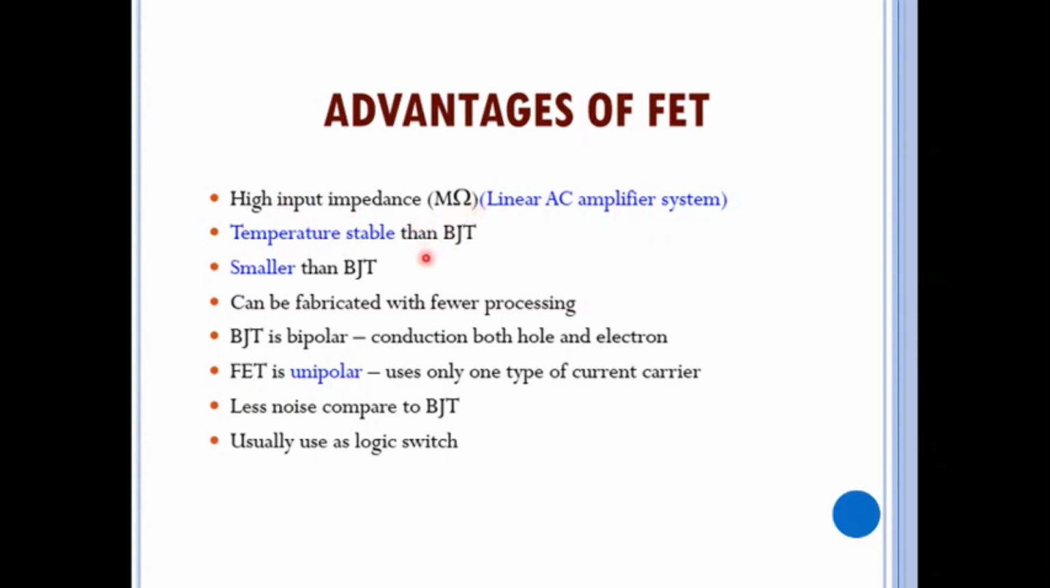Okay, and then in terms of stability, the FET has high temperature stability compared to the BJT. So the BJT is more sensitive to temperature change in comparison to the FET. Next, the FET structure is relatively small. The device structure is quite simple, and you can shrink the size of the FET.